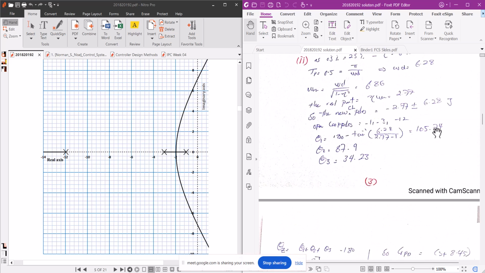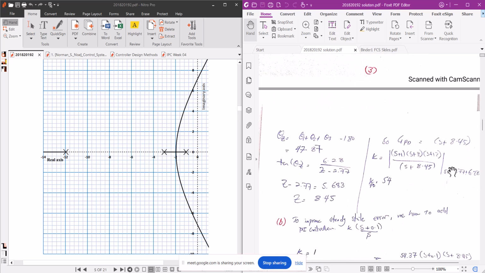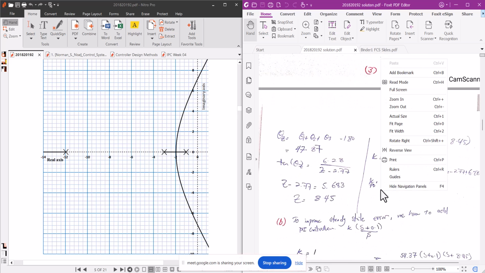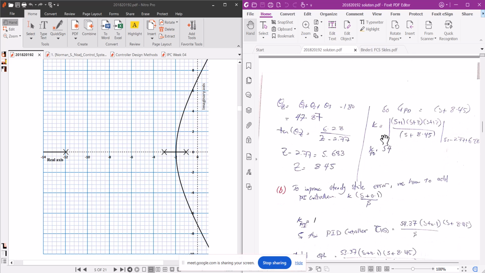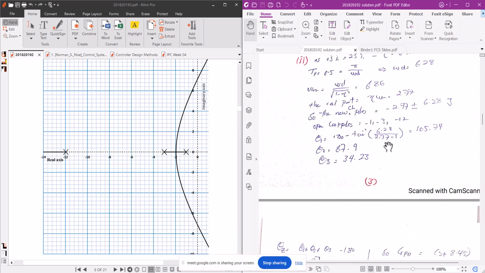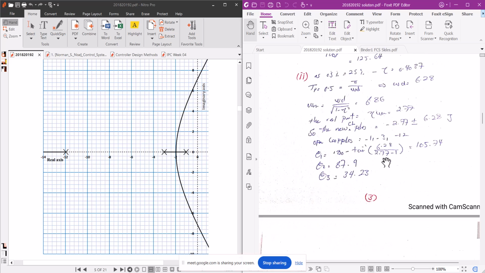Now your desired dominant poles are minus 2.77 plus minus 6.28j. Now take one of them with a plus sign, put it here, and if you put it here you will get K. So K will be your gain, that is 54. The gain of your PD controller will be 54. So your controller will be 54 into s plus 8.45. This will be your controller transfer function. This is a standard method for how you design a PD controller.